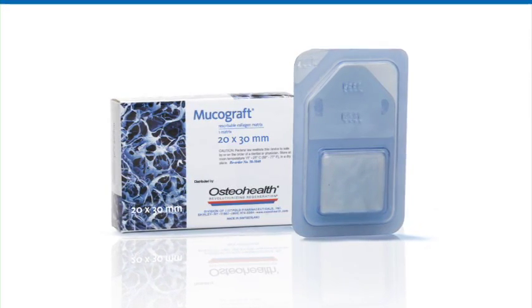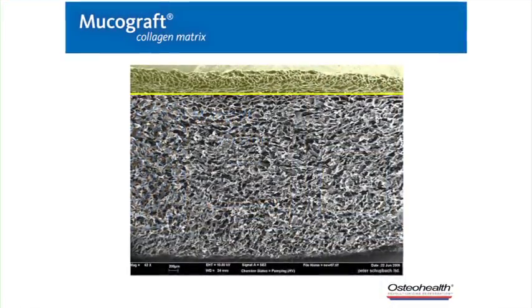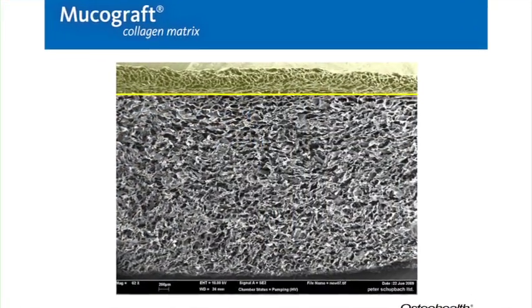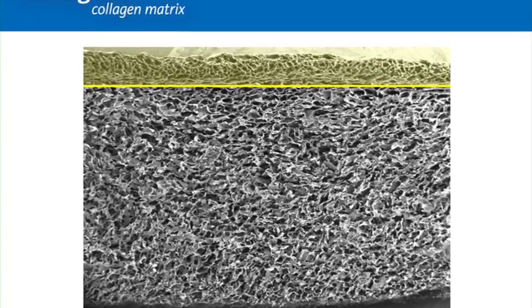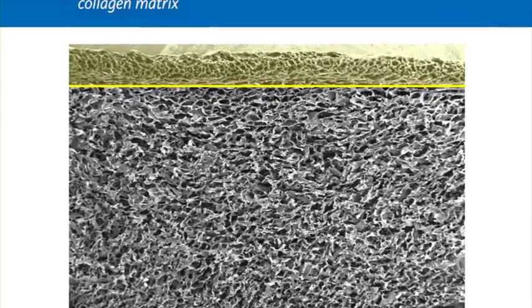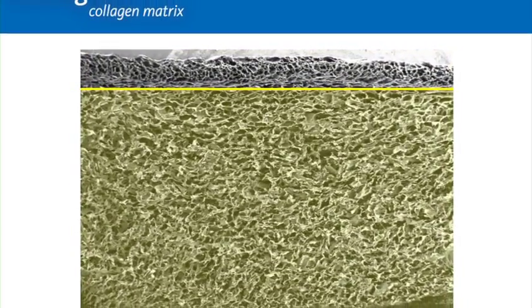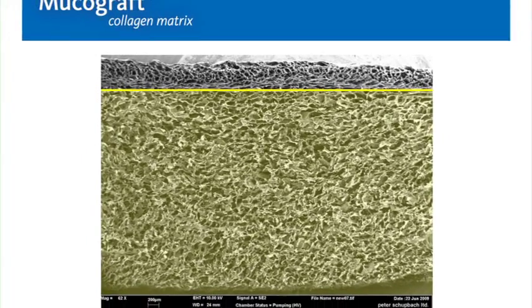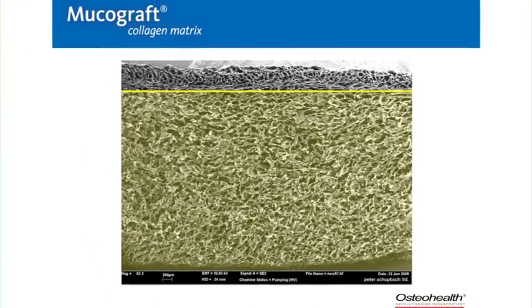Mucograft is a bilayer matrix. The compact layer provides strength and allows the matrix to be easily sutured. It also protects the graft in open healing situations. The spongy layer is designed to add volume and scaffolding for vascularization and soft tissue integration.